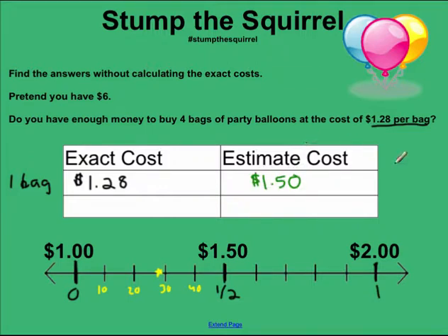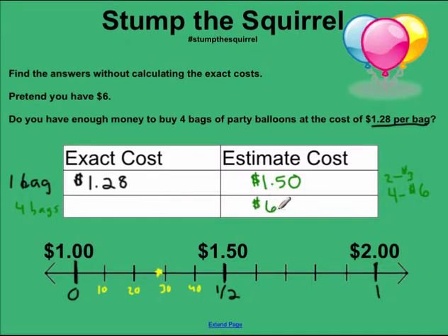That's just 1 bag. I need to know 4 bags. I know that if I double $1.50, it would be $3. If I double that again to get to 4, it would be $6. So for 4 bags, it should cost me about $6.